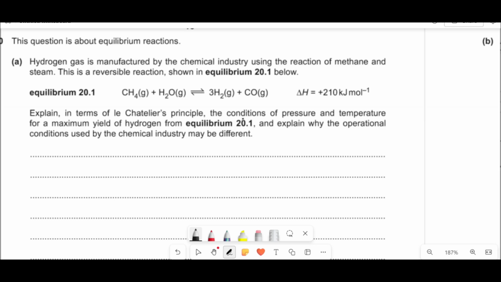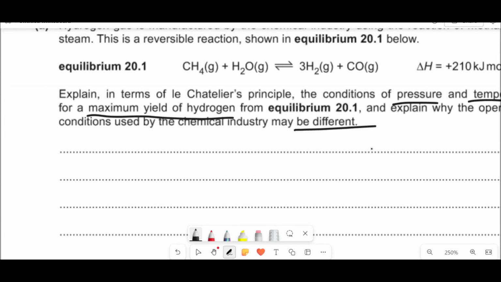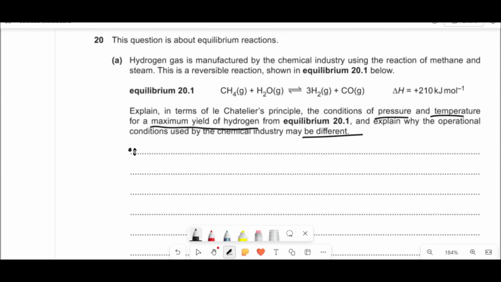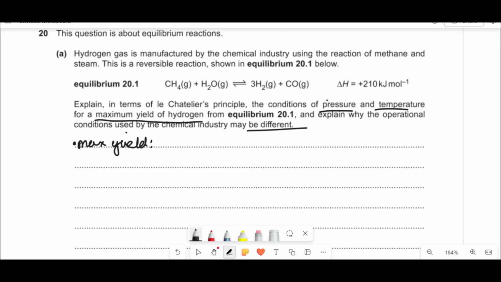Explain in terms of Le Chatelier's principle the conditions of the pressure and temperature for a maximum yield, and then explain why the operational conditions may be different. So do it step by step. Let's talk about yield maxing, if you will. To maximize yield, we want to force it to go this way, right? Le Chatelier's principle says that whatever change you make to an equilibrium, it will shift to counteract the change. So we want to shift it to the right.